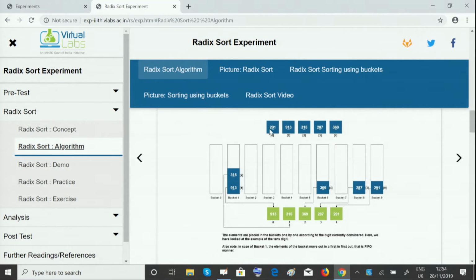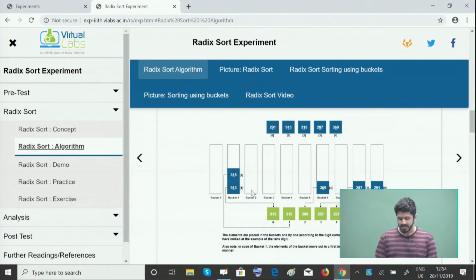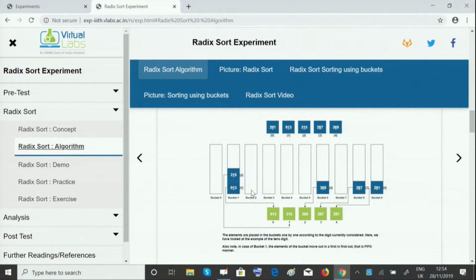As you can see, the underlined numbers are then accordingly put into buckets. So 291, 9 is the considered digit, so it goes into bucket number 9. 913 is then considered, then we have 1 is the considered digit, so it goes into bucket number 1. After we fill the buckets in a similar fashion, we then take these buckets and sort them into our output array, which would be as follows.